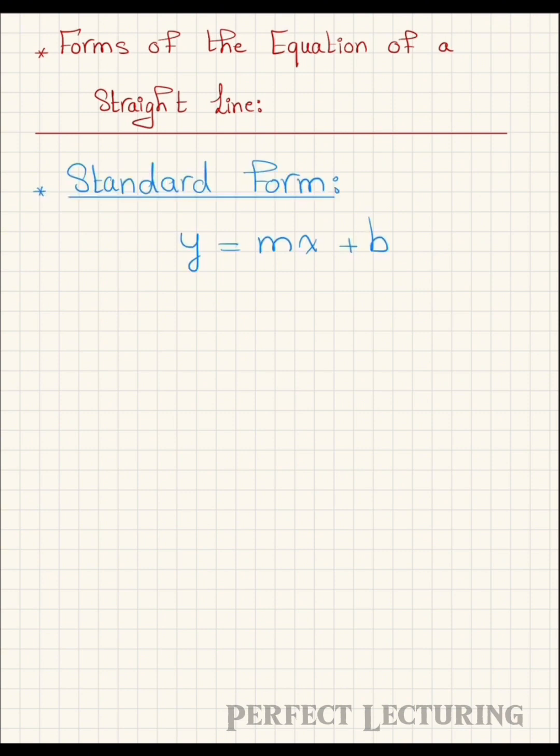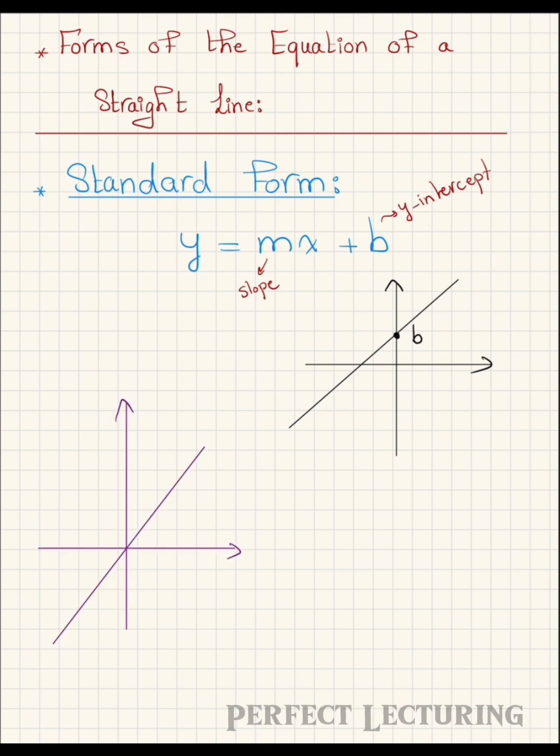straight line? The first is the standard form, which looks like y equals mx plus b. As we said, m is the slope and b is the y-intercept. So if we have a straight line, the point of intersection of this line and the vertical axis is the y-intercept, which is equal to b. This means that if a line passes through the origin, b is equal to 0. So the standard form of this line is y equals mx plus 0, which is equal to mx.